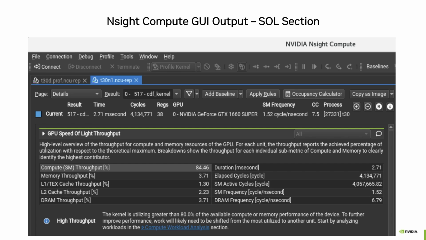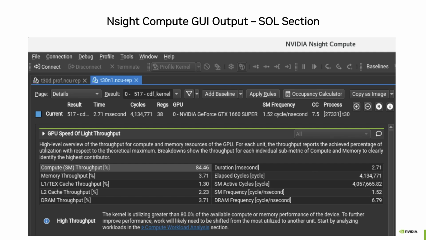The next item in this report section is an indication of high throughput. This particular part of the report section is an output of a rule in Nsight Compute. Rules in Nsight Compute can be used to process metric data and measurements and give text that includes analysis or assessment. Nsight Compute has a number of available rules, and this particular one is telling us that we have one subsystem, in our case SM Compute, that is above 80%, indicating it is highly utilized.